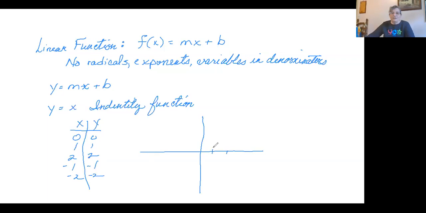If you look at these points, we've got 0, 0, 1, 1, 2, 2, the negatives. Because the x and the y are exactly the same, that means for every point, whatever distance you go to the right or the left, you're going to go the same amount up or down, where right means up and left means down, because they're going to have the same sign. So you actually end up with a line that bisects the first and third quadrants.